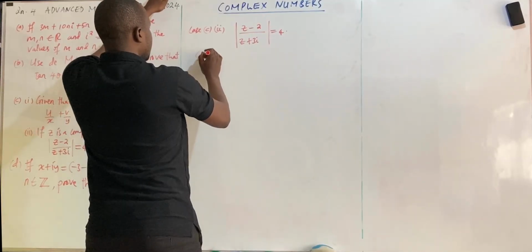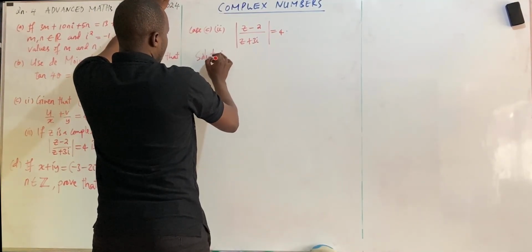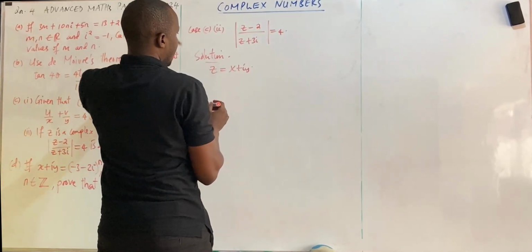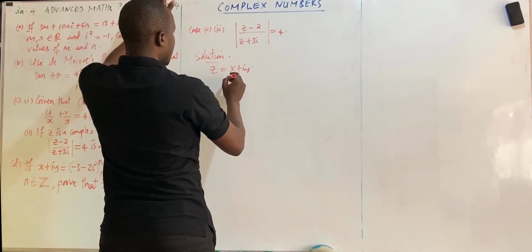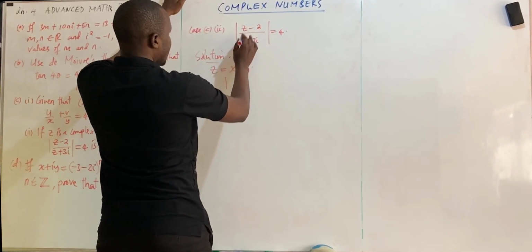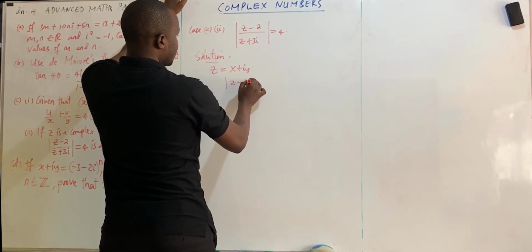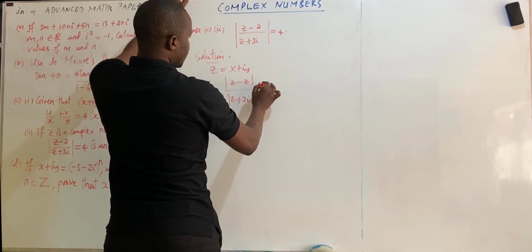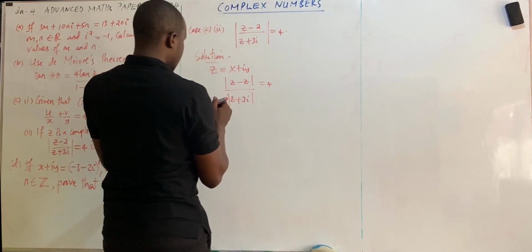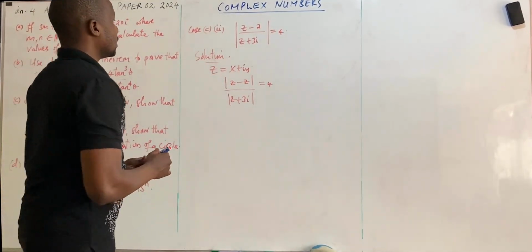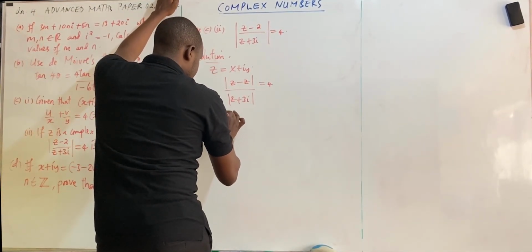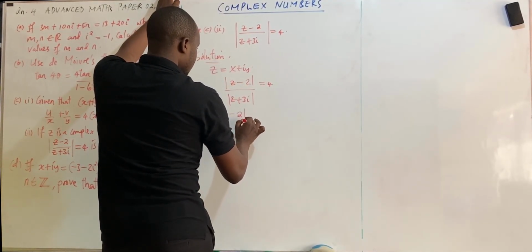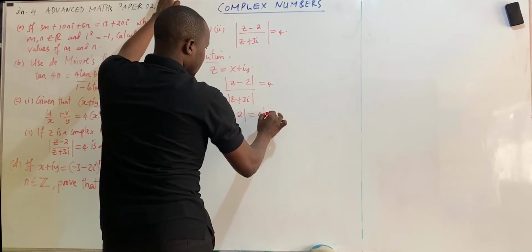Now we can let the solution begin. A complex number z is always represented as x plus iy. So if that is the case, we can write this as the modulus of z minus 2, over the modulus of z plus 3i, equals 4. Now, if you multiply both sides by the denominator expression, we end up getting the modulus of z minus 2 equals 4 times the modulus of z plus 3i.